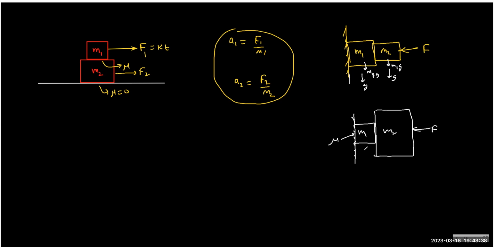And because of this, even if you assume there is no friction between the blocks, will they move with the same acceleration? Will they move with the same acceleration now, if the wall is rough?